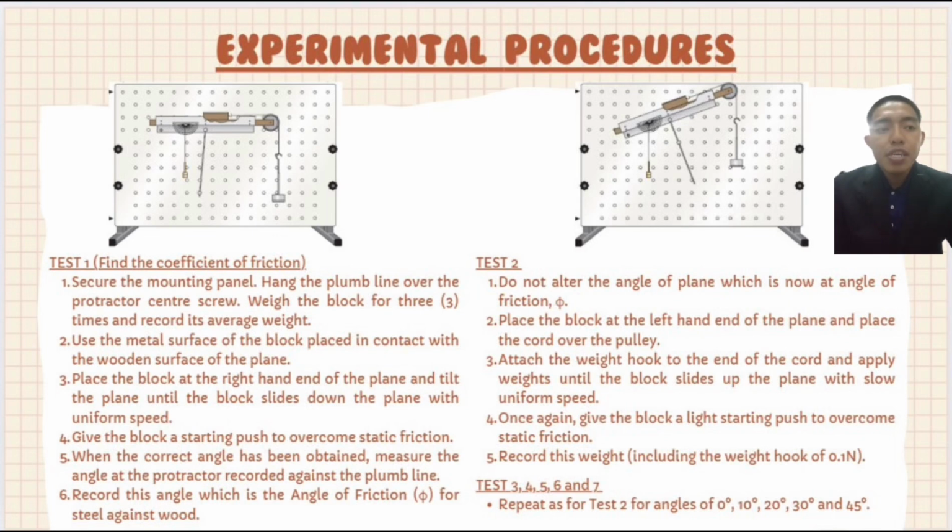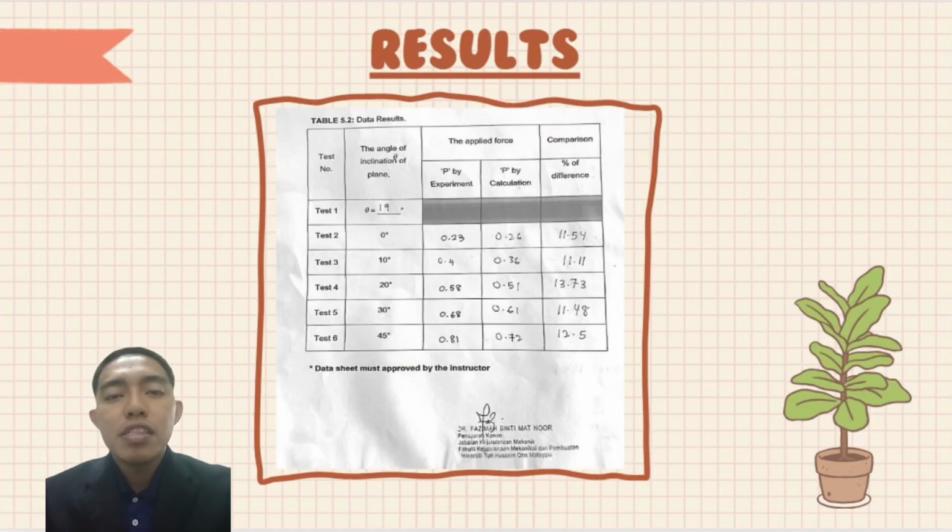For tests 3, 4, 5, 6 and 7, repeat as for test 2 for angles of 0 degrees, 10 degrees, 20 degrees, 30 degrees and 45 degrees. I will present about the data results.